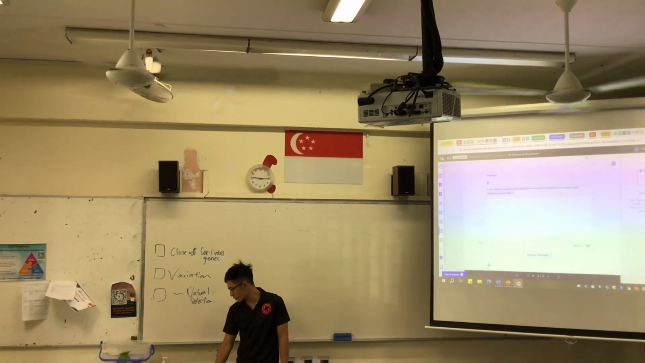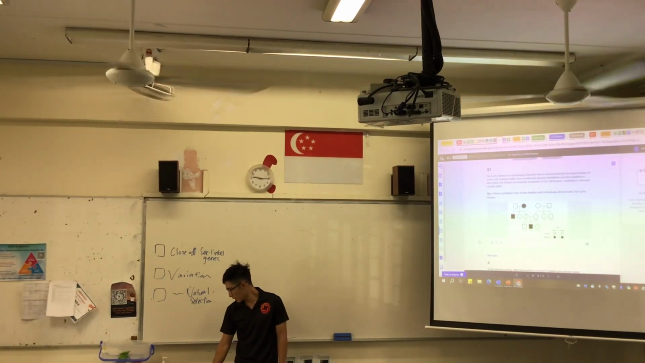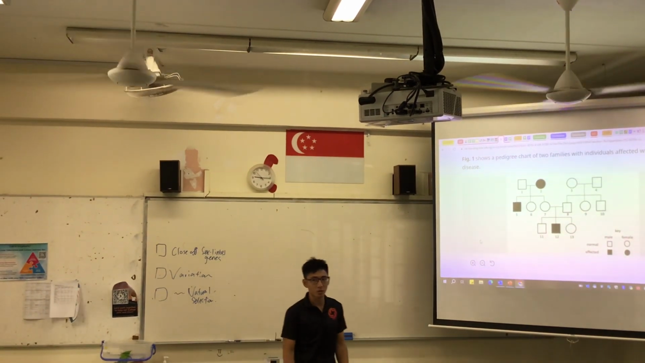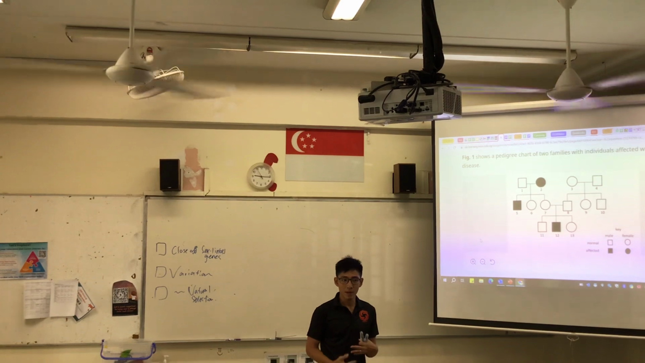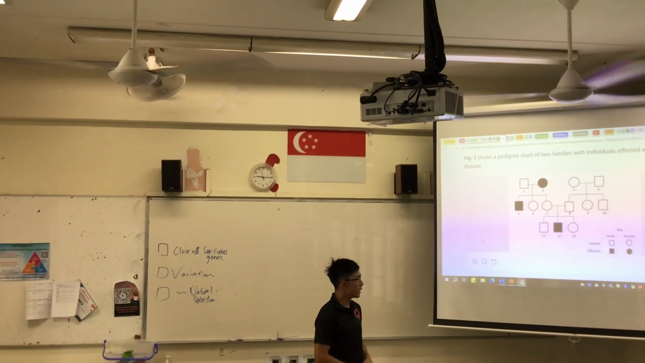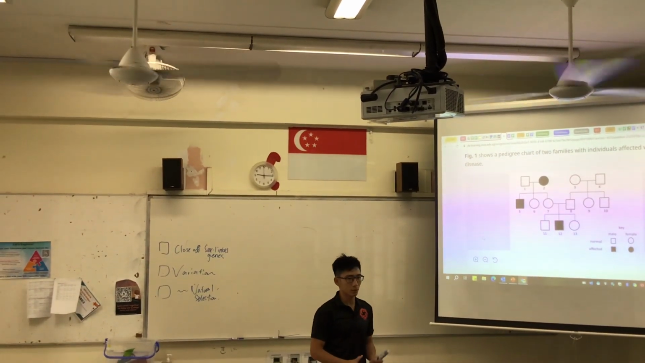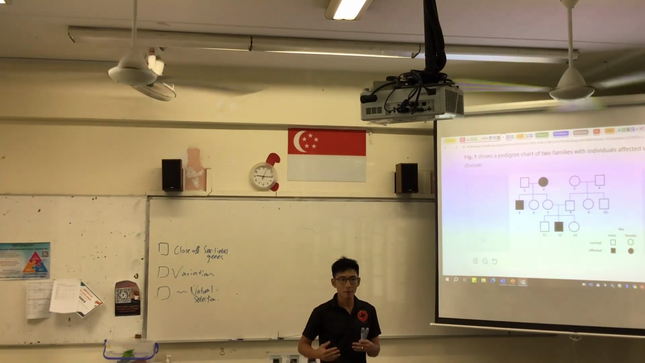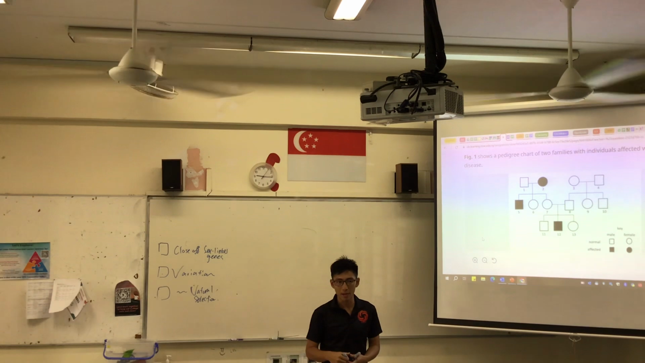Okay, let's go through the questions. You've been provided a pedigree. A pedigree is a family tree. So look at this pedigree. First and foremost, you have to determine whether it's sex-linked or non-sex linked, because that will affect what kind of symbols you're going to write later on.